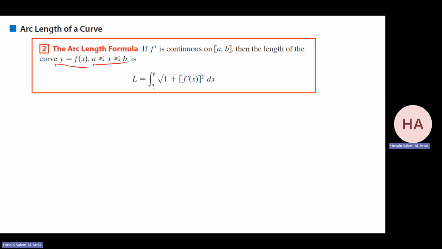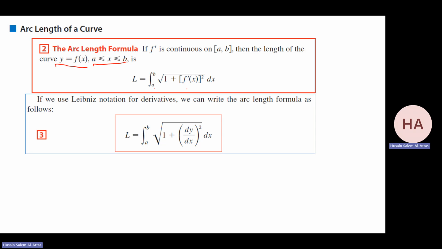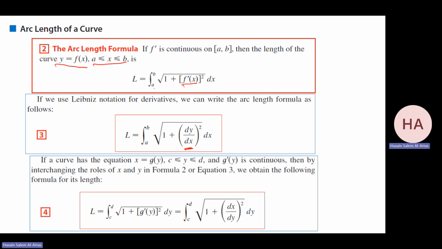That's usually the problem. If we use Leibniz notation, then instead of f prime, I will write dy over dx, which is the same. So this will be L. If the function is a function of y, not of x, equal to g of y, where the y value is between c and d, then it will be exactly the same thing: 1 plus g prime of y squared dy, in terms of y. The limits of integration will be for the y values. The same goes for Leibniz notation, but it will be dx over dy, not dy over dx.